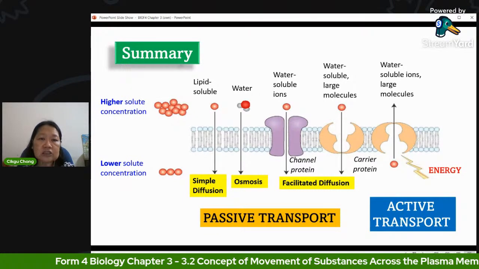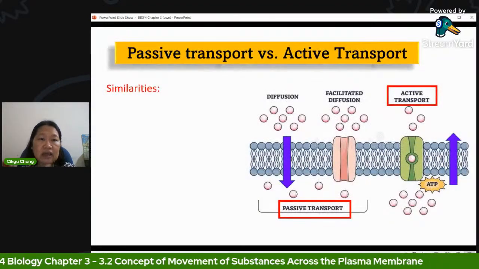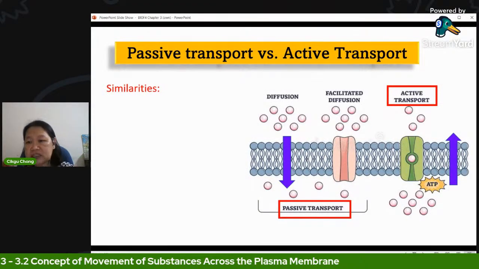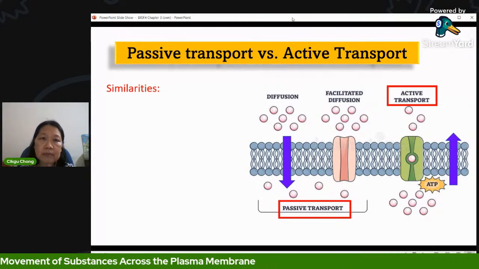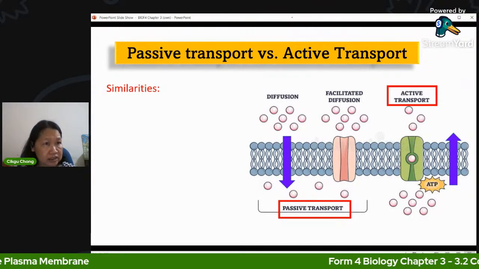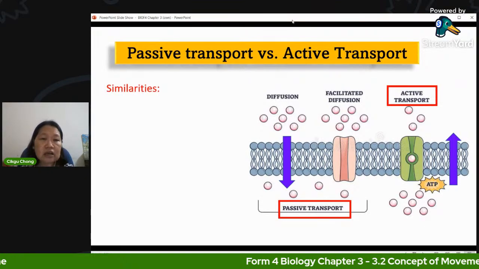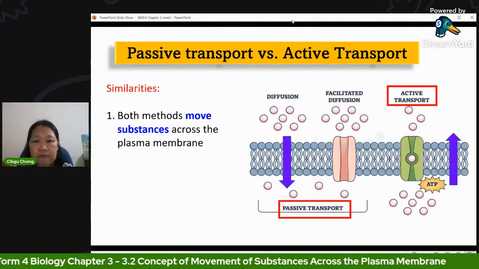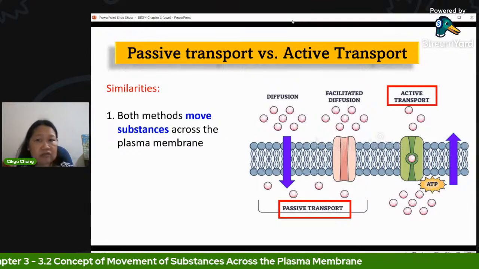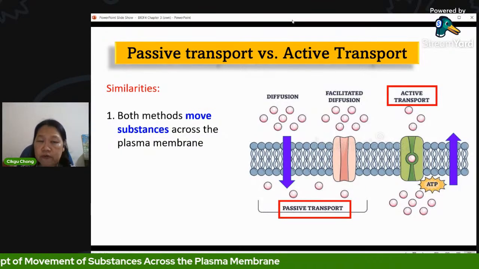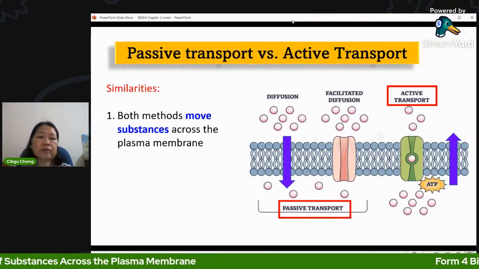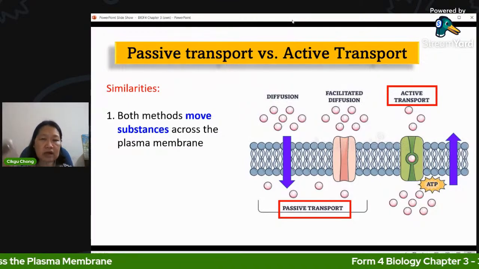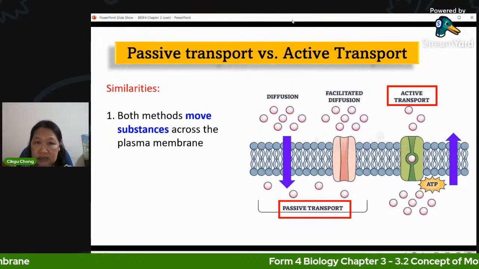So lastly, similarities comparing passive transport and active transport. Comparison is also important because you will have a question where you compare and contrast. Please do not forget your similarities. You need to have at least 2 similarities. Both passive transport and active transport will move substances across the plasma membrane. You will move things around, either going in or going out. That is a similarity.